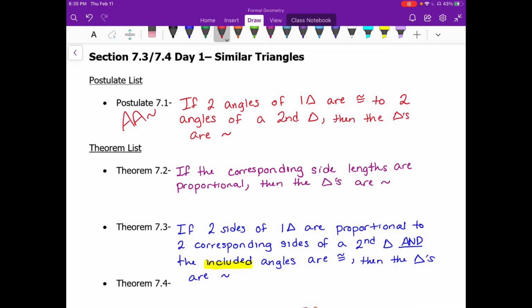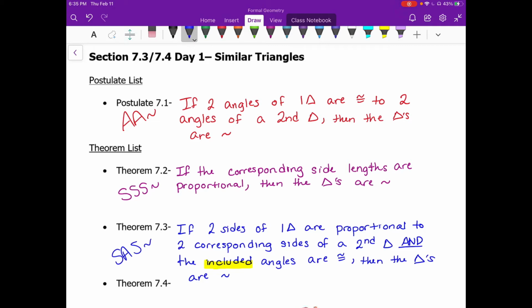Theorem 7.2 says that if the corresponding side lengths are proportional, then the triangles are similar. This is called side-side-side similarity, or SSS similarity. And theorem 7.3 says that if two sides of one triangle are proportional to two corresponding sides of a second triangle, and the included angles are congruent, then the triangles are similar. This is called side angle side similarity.